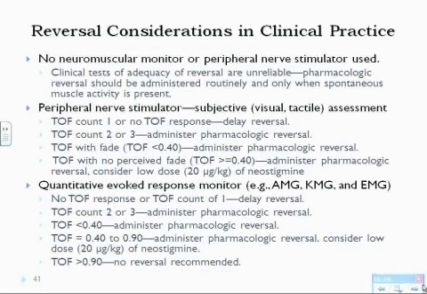And then if you have train of 4 with fade, which is a train of 4 ratio less than 0.4, then you give full reversal. If you have train of 4 with no perceived fade, then you give pharmacological reversal, and you can actually give half the dose, which is a low dose treatment, okay, for that. But you have to have no fade at all.